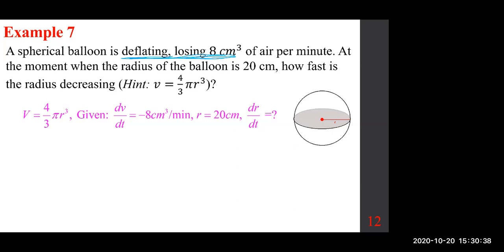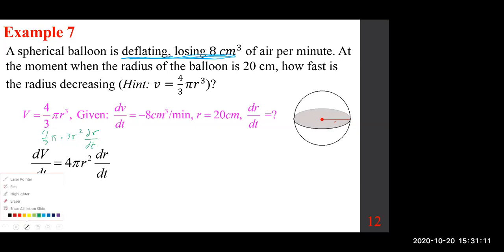R is 20 centimeters, take it from there. Now we know the differentiation, it's very simple. We've done that already, okay? Everybody remembers that if you go back to the very first example, 4/3 pi times 3r squared dr/dt. That's what we did. And that gives us 4 pi r squared dr/dt. Replace it accordingly, you have the answer. It's really not a big deal, okay?